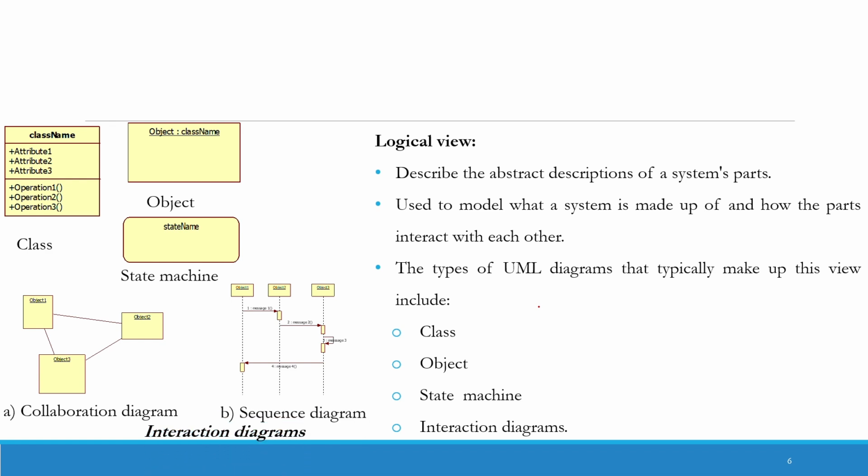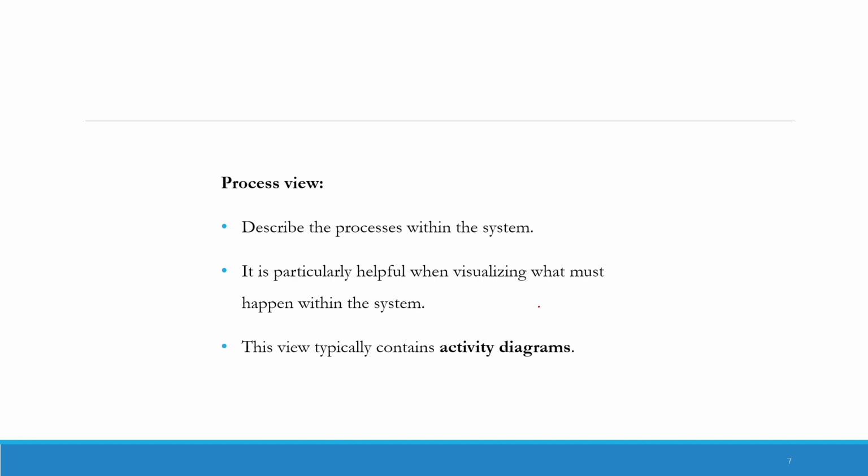This is the type of model that describes the logical view of the system: the class diagram, the object diagram, the state machine diagram, and the interaction diagram will describe the logical parts of the system.